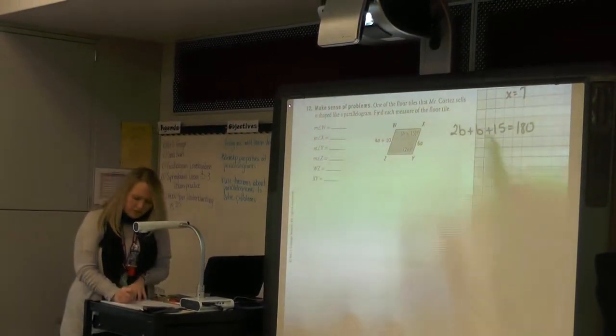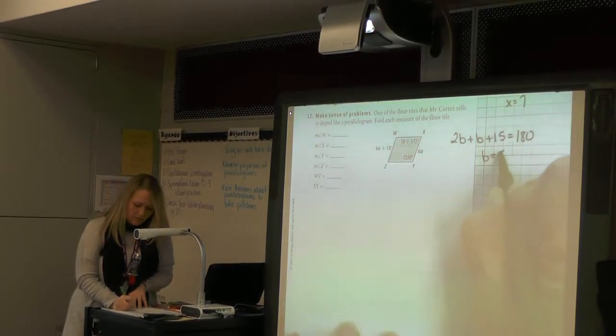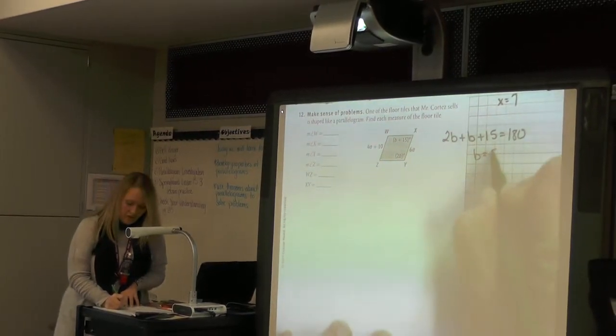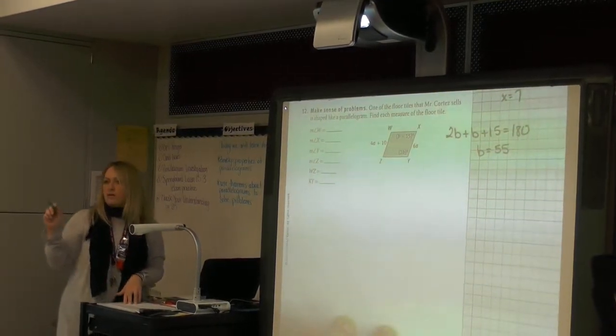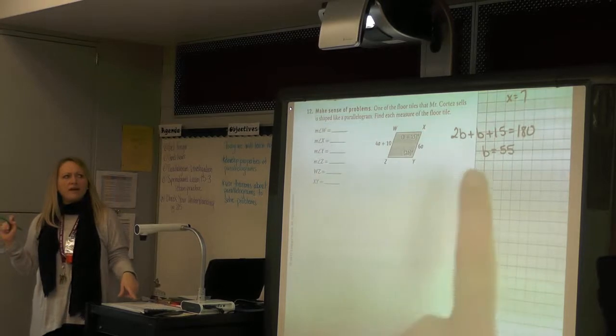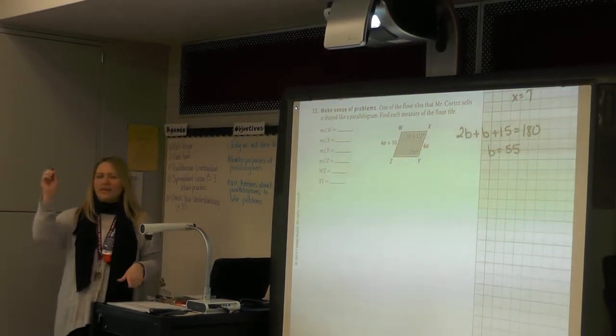When you solve that, what did you find for b, Hannah? b equals 55. 55? Okay, your whole group had that. Another group, did we all get 55? Yeah. Okay, did anybody solve that and get 55 for b a different way? No. Catherine, what did you do?